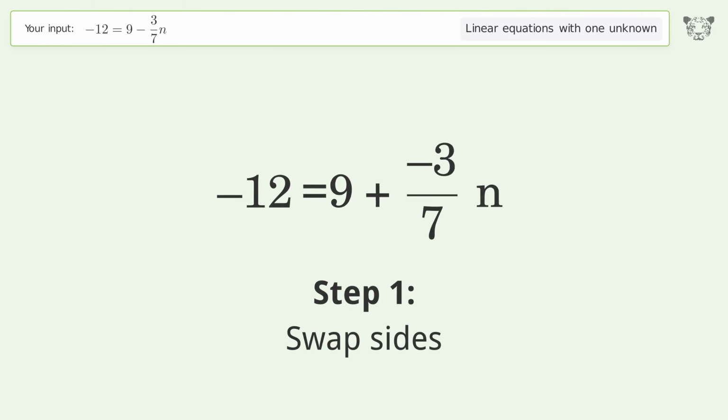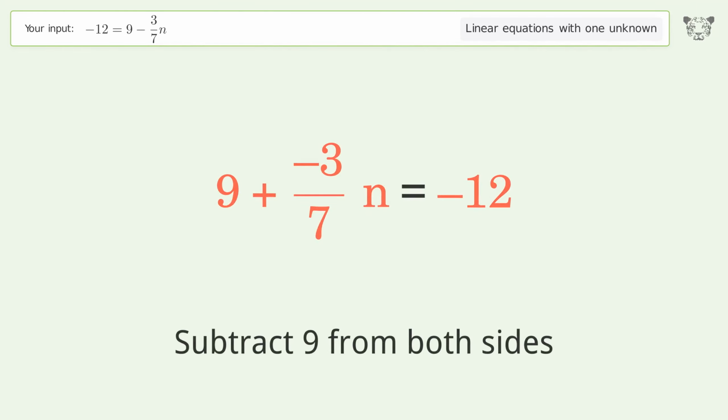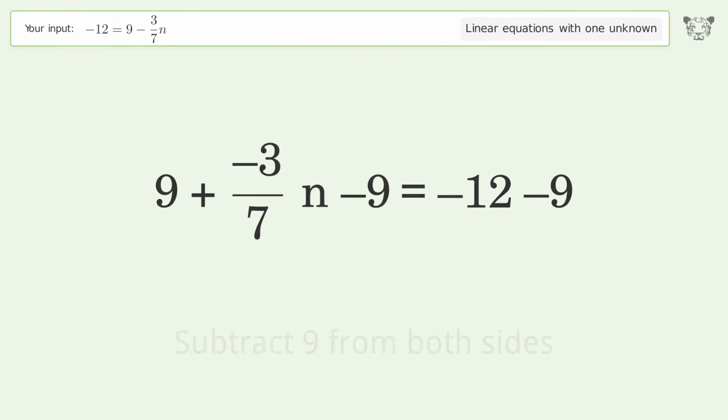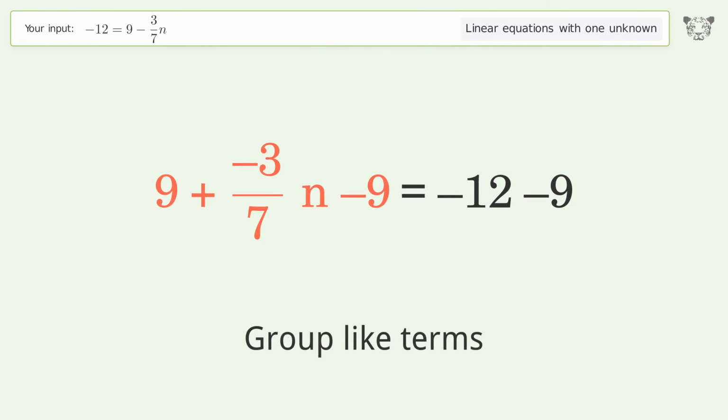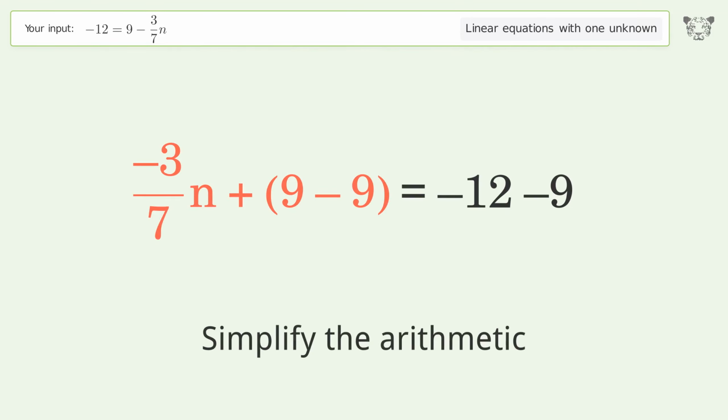Swap sides. Group all constants on the right side of the equation. Subtract 9 from both sides. Group like terms. Simplify the arithmetic.